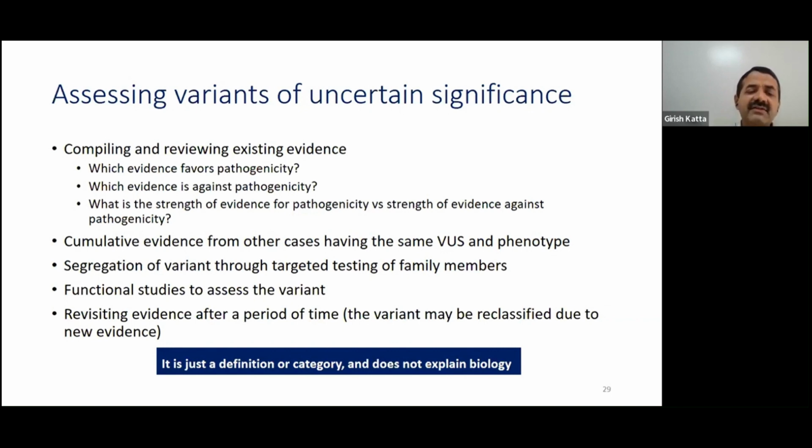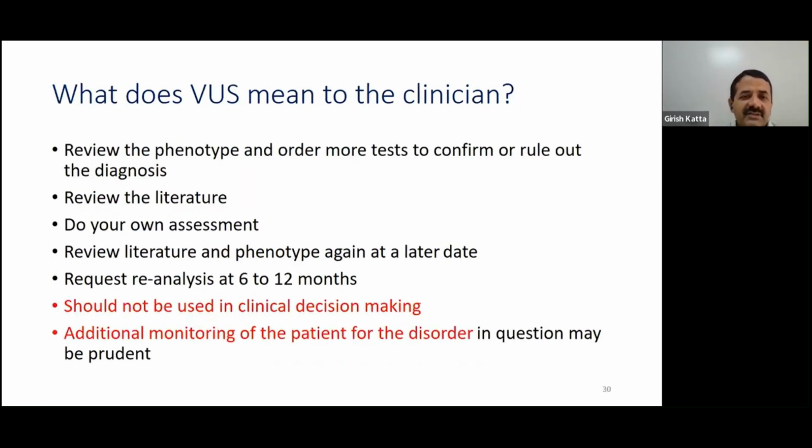Please remember, it is just a definition or category, and it does not explain the biology. It doesn't explain whether it is disease causing or not. It is just a category. It doesn't explain the biology. So whenever we have a classification, we need to understand this is based on some scoring system and not based on the biology. For a clinician, what does it mean?